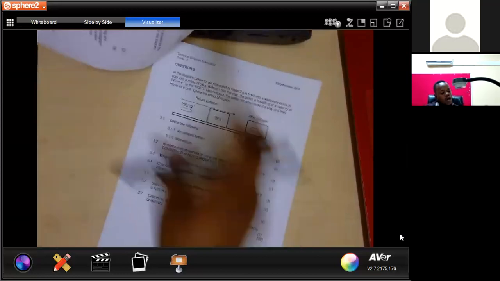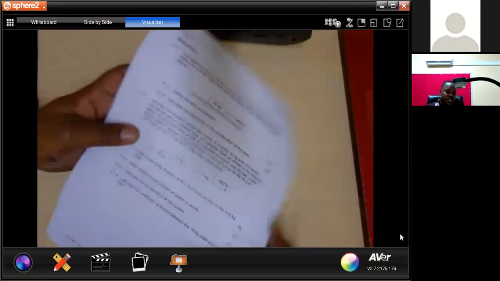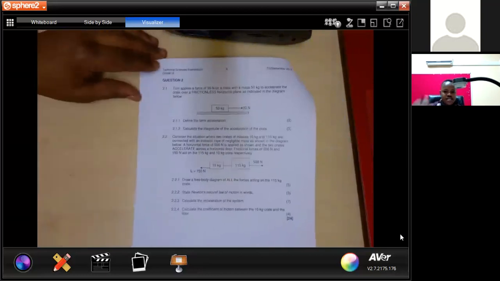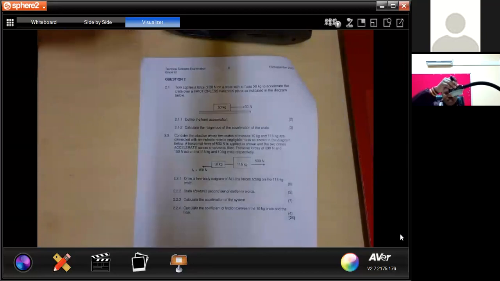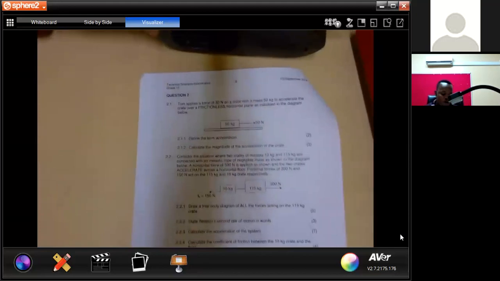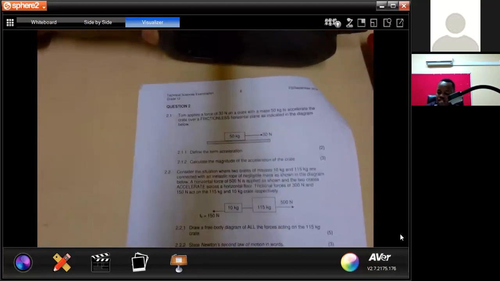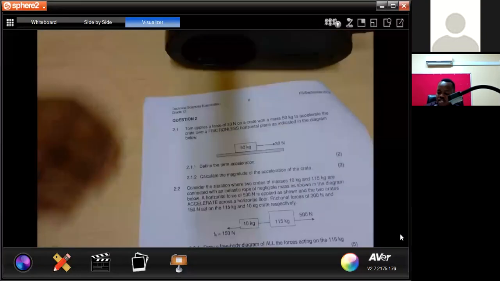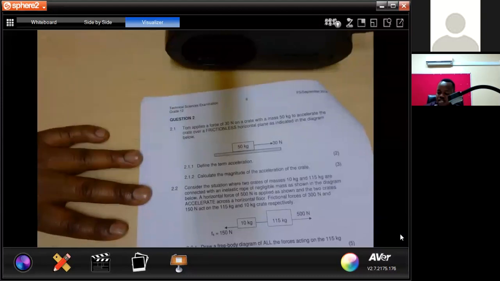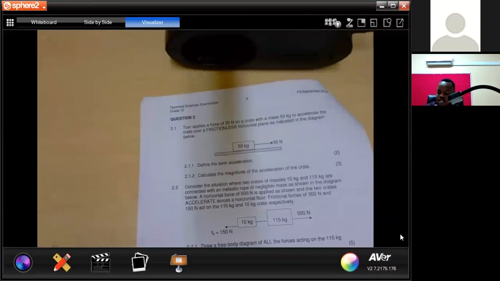We are going to look at question number 2 from Free State, September 2018. And this is how the question reads. It reads as follows. Tom applies a force of 30 newtons on a crate, accelerating the crate over a frictionless horizontal plane as indicated in the diagram below.